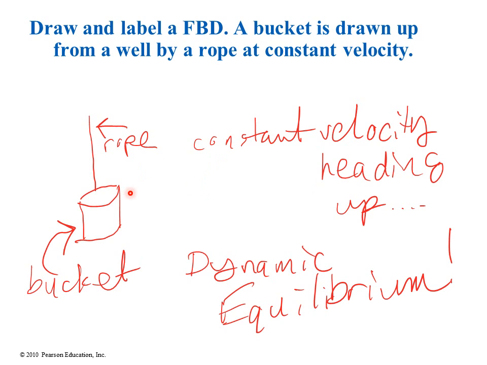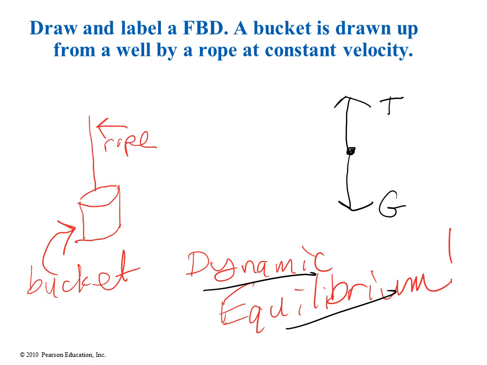So here's my rope, my bucket. It's constant velocity, so it's dynamic equilibrium. And let's get to the answer. I hope you're doing this on your own and not just looking at my answers. All right, so we have tension from the rope. Then we have gravity heading down.